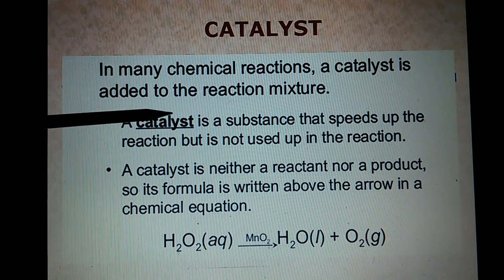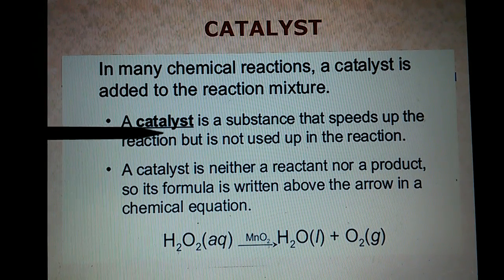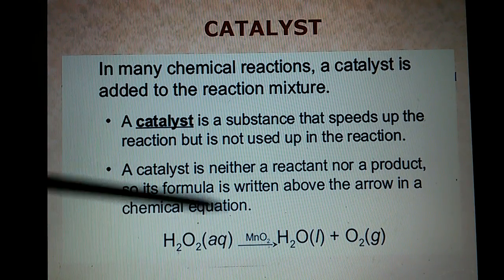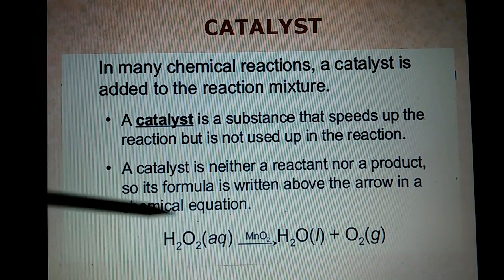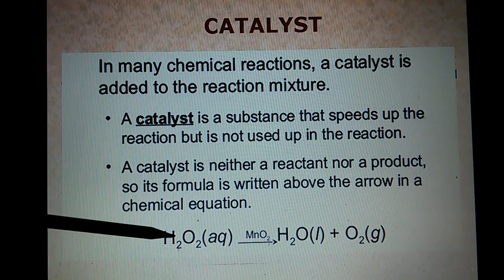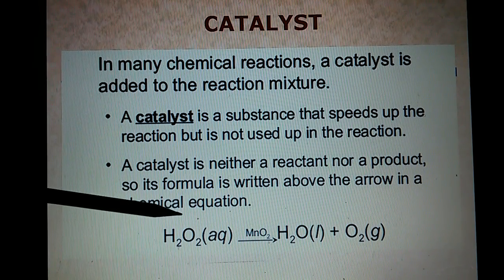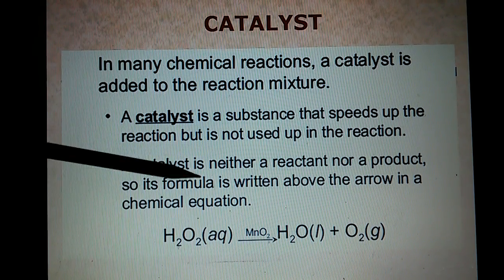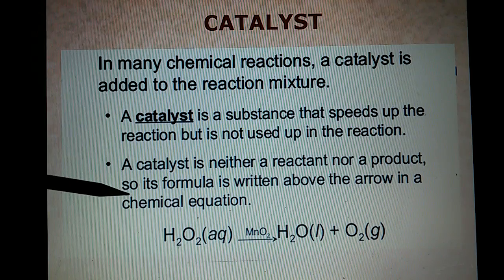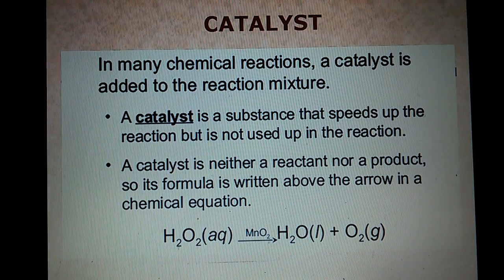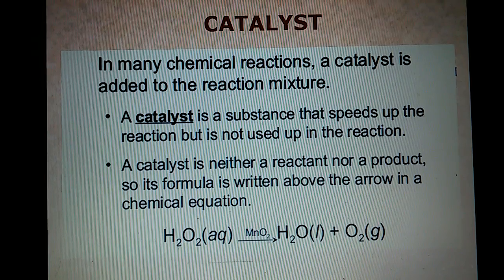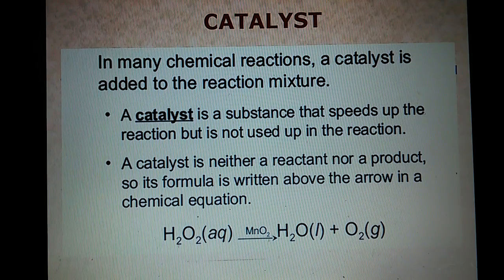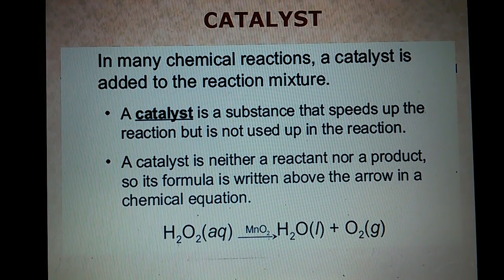As I have told you, it is a substance that speeds up the reaction but is not used up in the reaction. It means that this MnO2 remains in the solution without any change. But the reactant H2O2 will convert into H2O and O2. So a catalyst is neither a reactant nor a product, and its formula is written above the arrow in a chemical equation. Normally in chemistry laboratories or industries, you will find many catalysts directly involved in speeding up the chemical reaction, like labor in the factory, which accelerate the production of different chemicals in the industry.